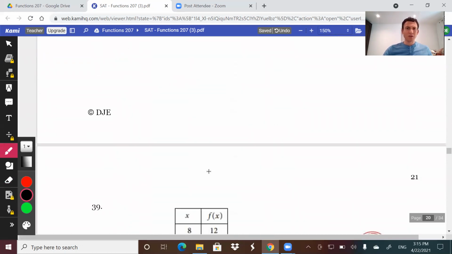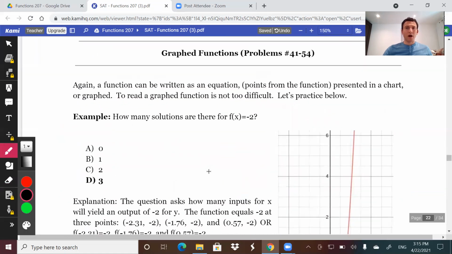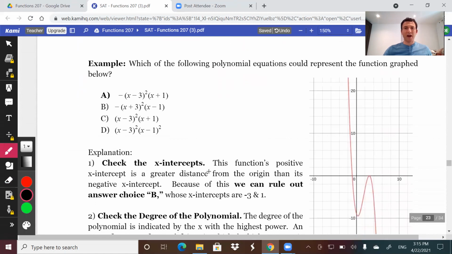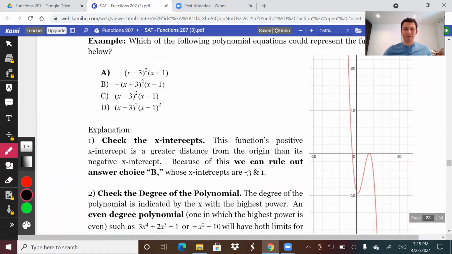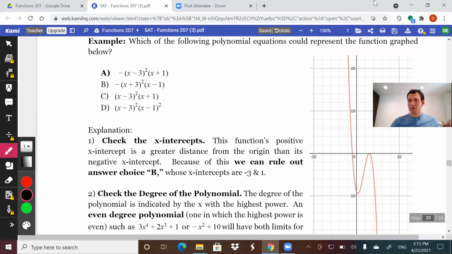Okay, last concept, and this is probably the most advanced. So sometimes we get graphs, and we have to be able to read graphs. And sometimes we get these polynomial functions that seem intimidating, especially if you haven't done A-level math or further math. Well, don't fret. There's a couple ways to do this. That won't be too bad.